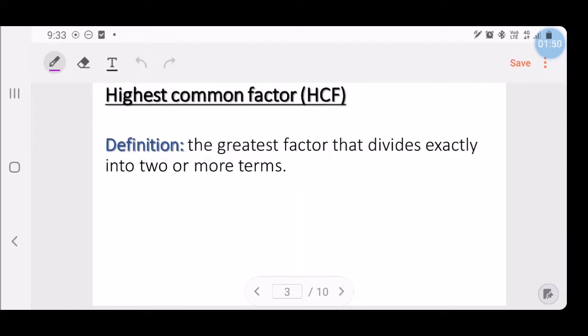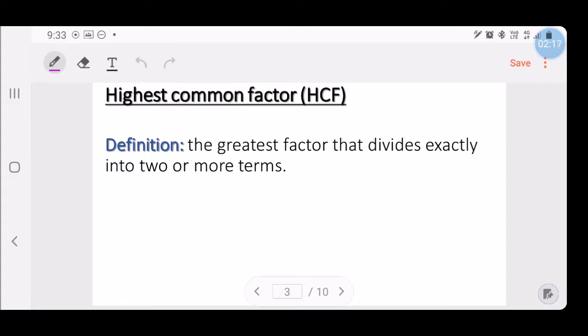Now, a really important concept when it comes to doing this is the highest common factor. So the highest common factor is the greatest factor that divides exactly into 2 or more terms. So for example, the highest common factor of 24 and 18 is 6, because that's the highest number that is a factor of both of those two numbers, okay?